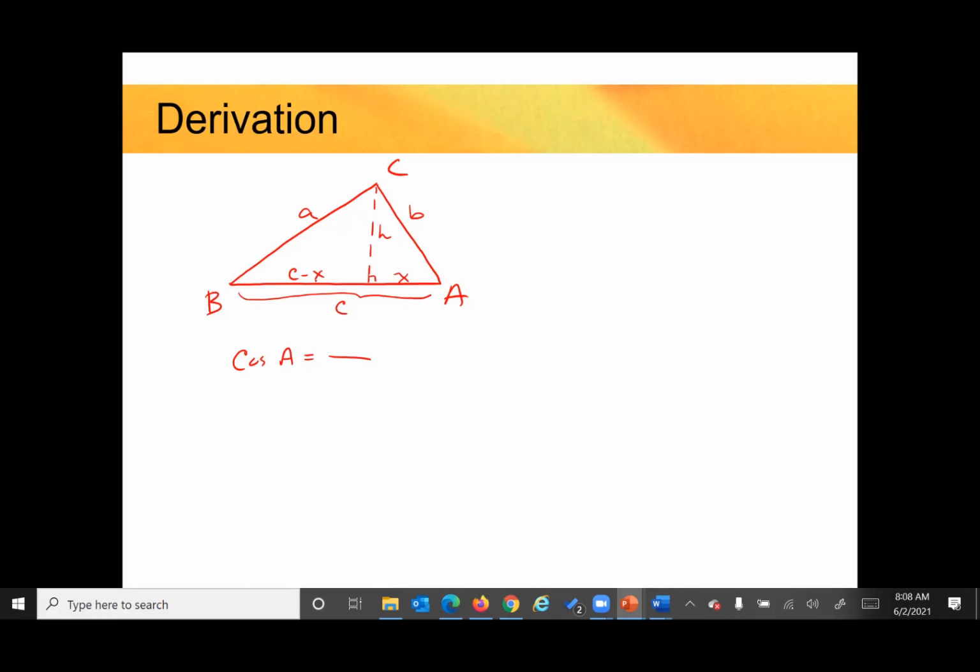Okay, let's jam with it then. Now can you give me cosine of A? X over b. X over b, everybody agreed there? Let's see, what's another thing we can do? Let's multiply both sides by b. I got myself b cosine A is equal to x. That's cool. What's some other stuff I see? You know, I actually see two different Pythagorean theorem equations.